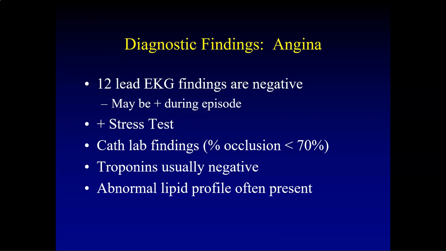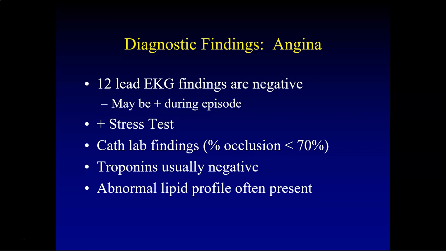Troponins are usually negative. Abnormal lipid profile is usually present. So really what we see with angina is we aren't usually going to see positive EKG findings like for a STEMI. However, if we do look at them during the actual angina episode, we may see presentations on the 12-lead. Sometimes you'll see ST depression. Sometimes you'll see some abnormalities, maybe a dysrhythmia presentation. It just really depends on what's happening and the cause of their angina.